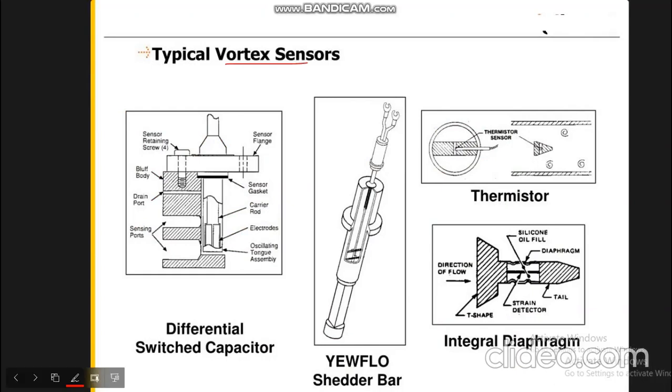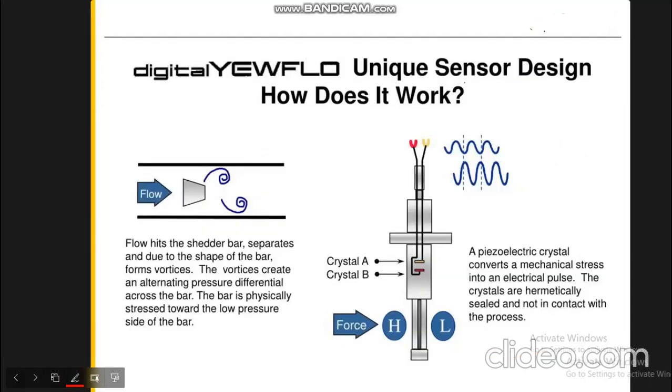You can find the differential switched capacitor and shutter bar. There's an integral diaphragm. There's a thermistor. So that's all. And again, we have the unique sensor design. How does it work? Like I've discussed earlier, let us again jump into the topic.